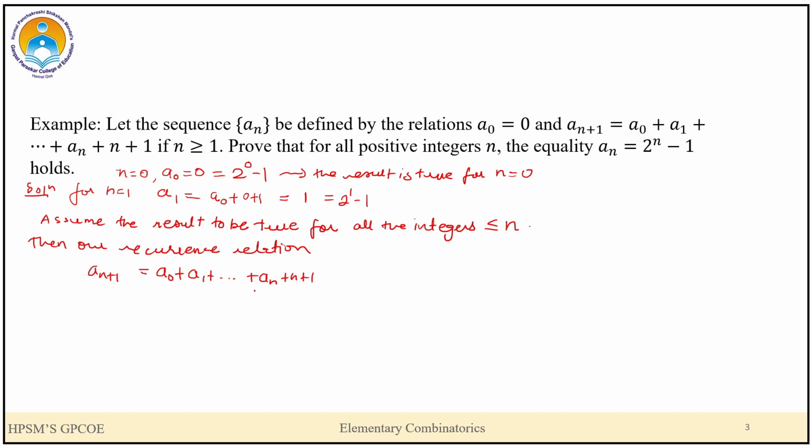Okay. So from here, by taking help of this assumption, we will try to prove that the result is true for n plus 1, meaning we have to show that a n plus 1 is equal to 2 raised to n plus 1 minus 1.